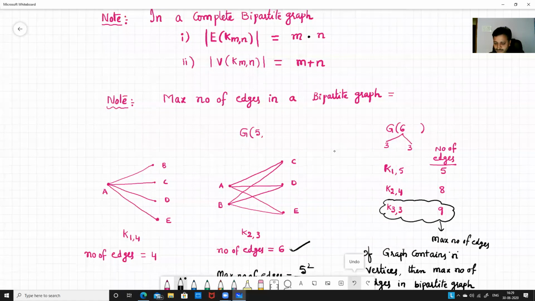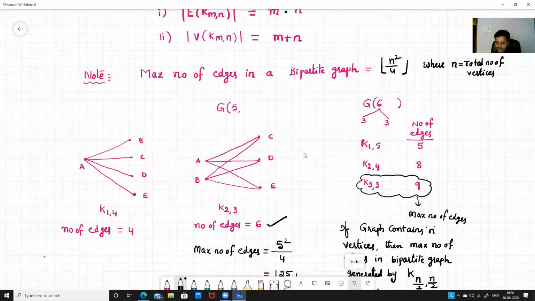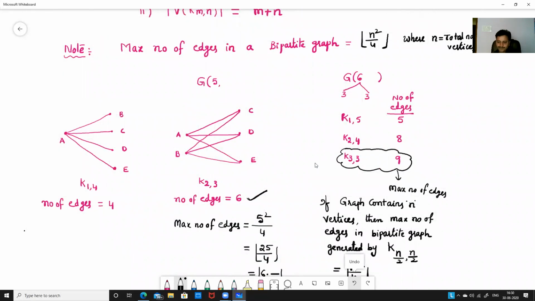Therefore, this is the most important formula. The maximum number of edges in a bipartite graph must be floor of n square by 4, where n is equal to the total number of vertices. Is it clear? You have to watch this part 2 times, then only you can understand.